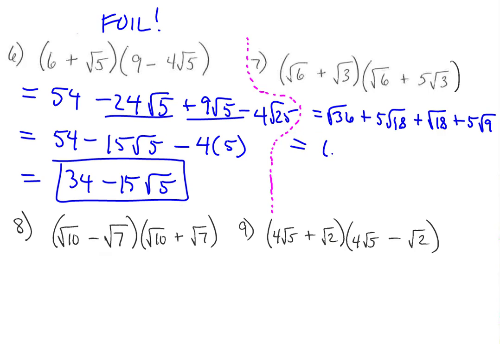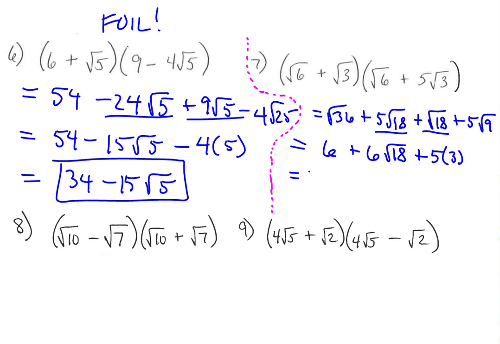Square root of 36, of course, is just 6. We have like terms in the middle: 5 root 18 plus root 18. Remember, there's an invisible 1 in front of that plain square root of 18, which would make it positive 6 square root of 18, combining those like radicals. And then plus, at the end, we have 5 times 3. Square root of 9 is really 3.